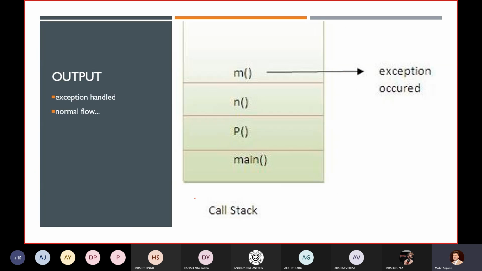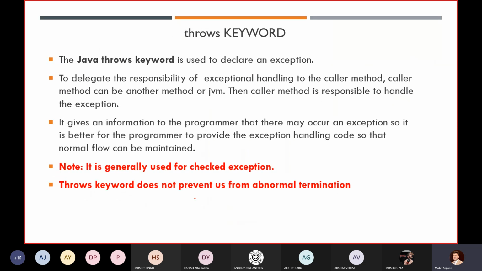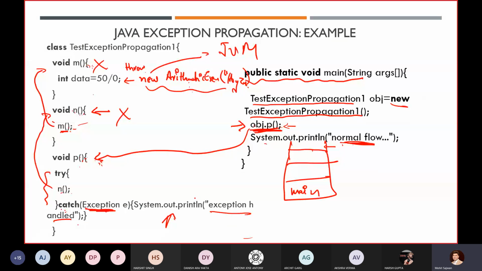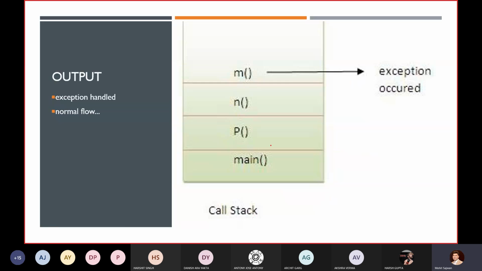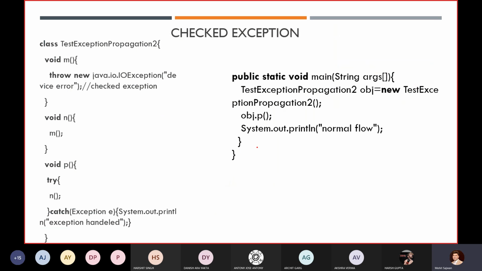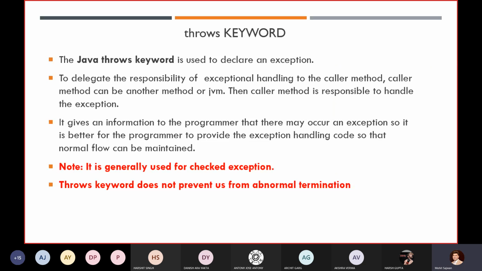If we execute this code, I forgot to put the output, but the output you will get is exception handled, and then in the next line, normal. This is what we generally call exception propagation. This is just an example which I have already shown. I hope that you have understood so far.